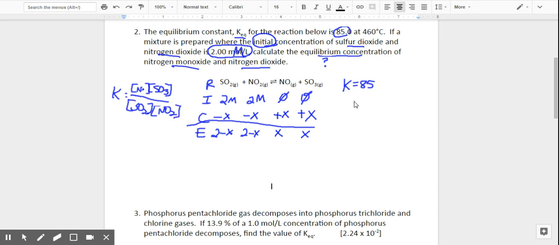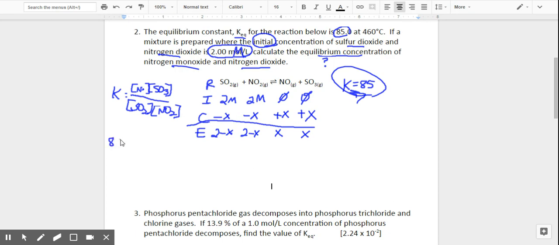Now what I also know is that K has a value. So what I'm going to do here is plug in these equilibrium expressions here. So 2 minus x for both of these and x for both of these. And I'm going to set it equal to my K. Well, since I know my K value for this one, I can use this expression to solve for x. And if I can use my expression to solve for x, then I can figure out what these equilibrium values are. So here we go. Let's plug all this stuff in.